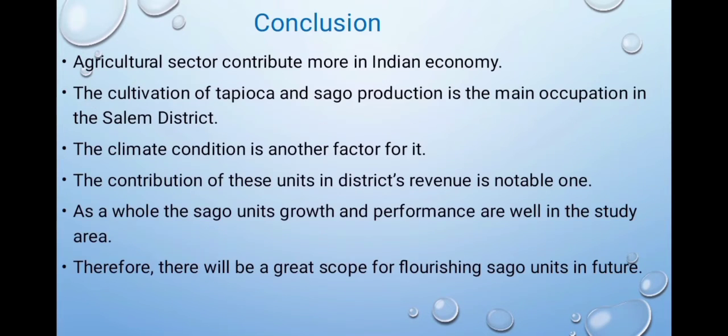And the next one is conclusion. Agriculture sector contributes more to the Indian economy. The cultivation of tapioca and sago production is the main occupation in Salem district. The climate condition is another factor for it. The contribution of these units to district revenues is notable. As a whole, the sago units' growth and performance are good in the study area. Therefore, there will be great scope for flourishing sago units in future.